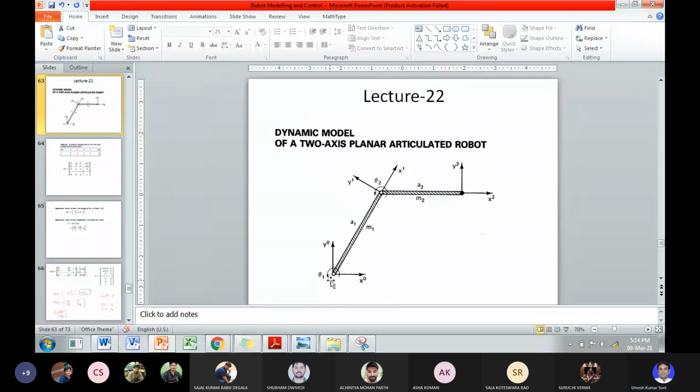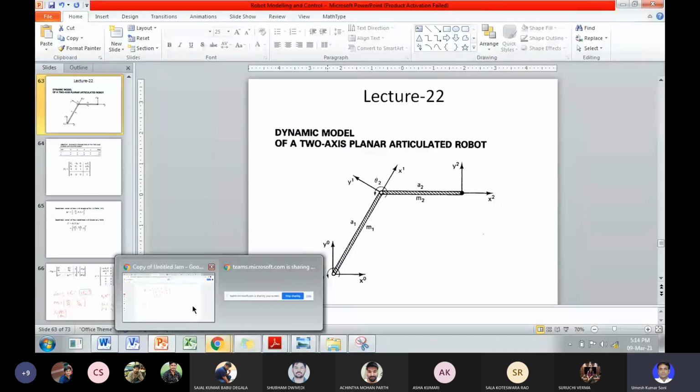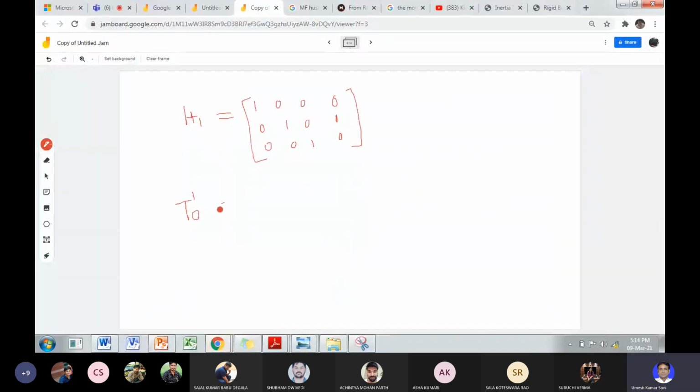So what will be the transformation? Cos theta, minus sin theta, cos theta. Okay, यही होगा ना। So this will be C1, minus S1, and C1, 0, 0, 1. And what is the position matrix?